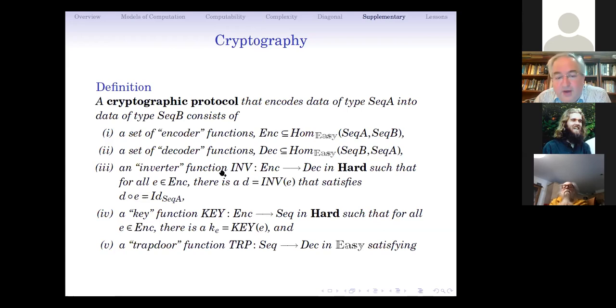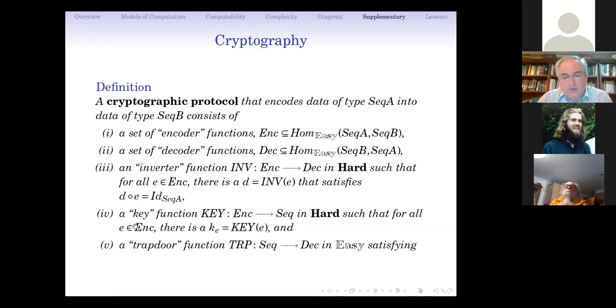And you want it as follows. You want this to be a good, legitimate inverter. In other words, if D is equal to the inverter of E, that satisfies that if you encode something and you decode it, you get back to the original thing. You can also put in the other, E composed with D should equal the identity of sequences of B. You can put that other requirement in also, and it's used a lot in cryptography for doing things.